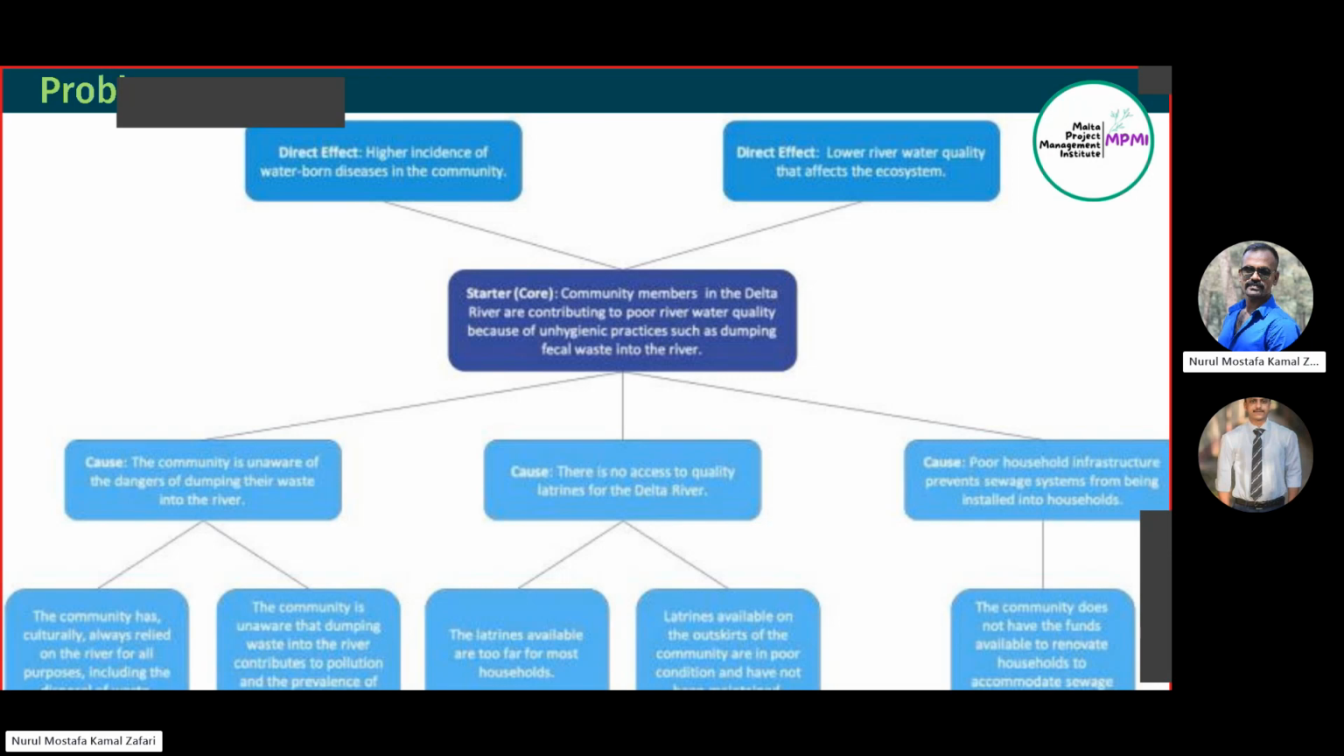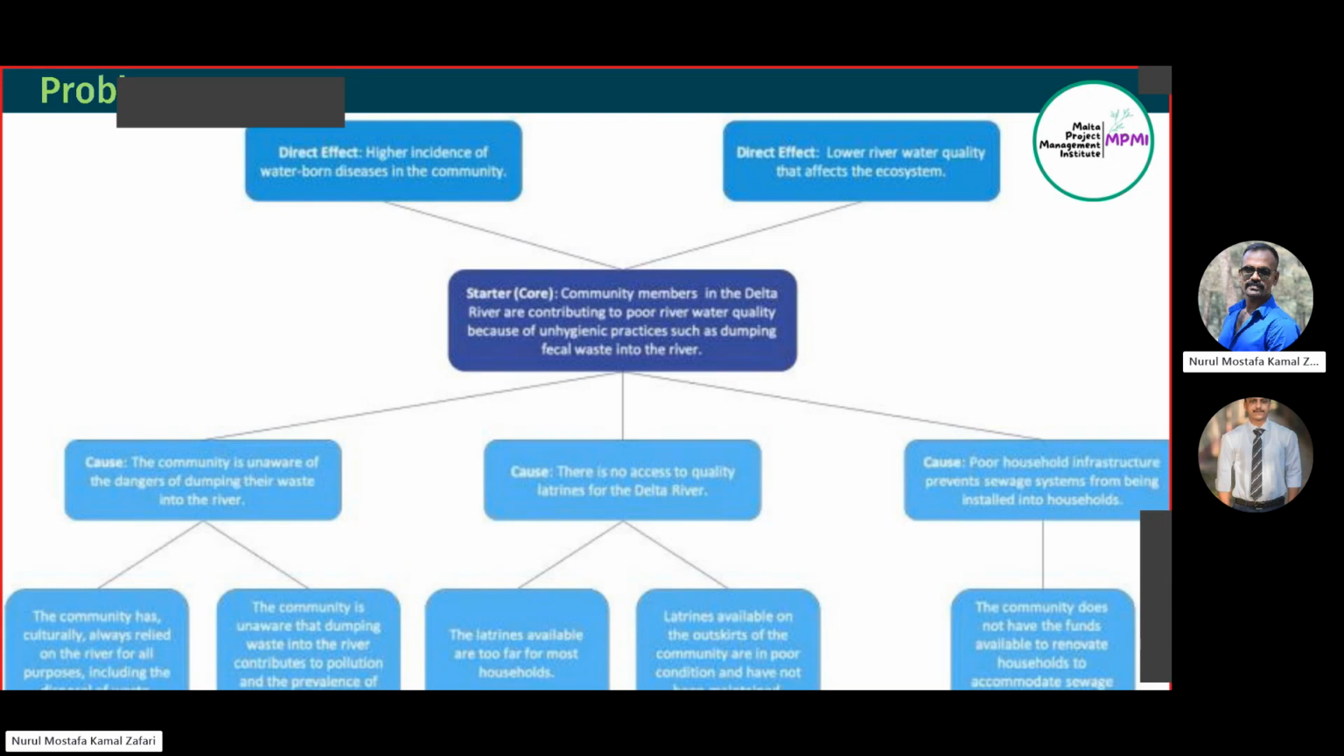Then another cause is people have little access to well-constructed latrines. That's why people are dumping the fecal waste, or fecal waste is being washed away to the river. Number 3, another cause is the community is unaware, meaning they don't have the expected level of awareness regarding the bad side of mixing fecal waste in the river. Now let us find the other smaller causes contributing to these causes, the sub-causes.